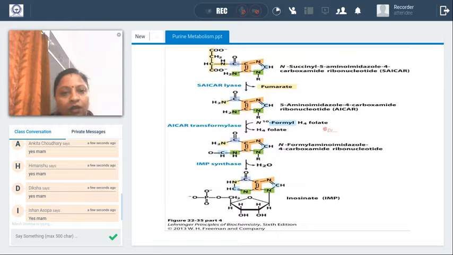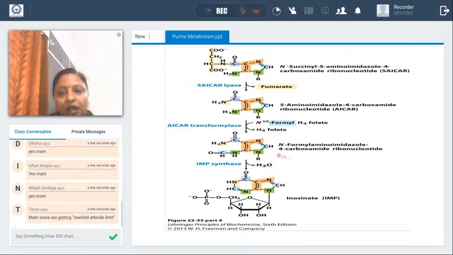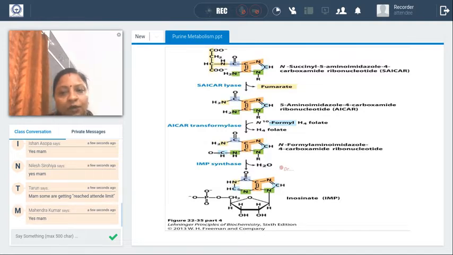AICAR. Here we see the enzyme AICAR transformylase. In the presence of the coenzyme N10-formyl H4 folate, it converts into H4 folate, and we get N-formylaminoimidazole 4-carboxamide ribonucleotide that ultimately converts into IMP. Our emphasis is to get inosinate, that is IMP.